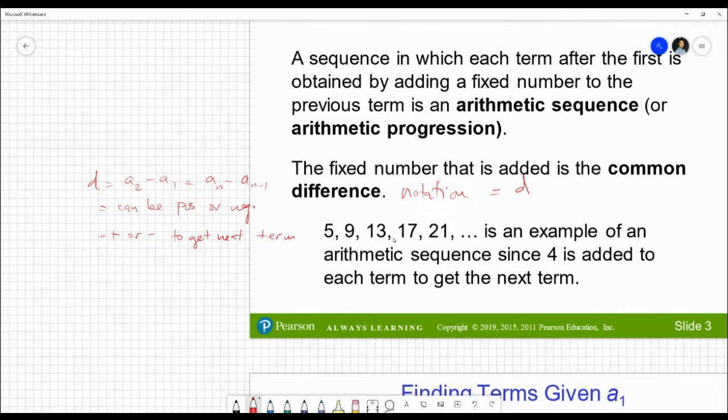All right, so let's look at this example here. From one term to the next, here we have our first term, which is 5. We're going to add 4 to get to the next value. So you can see here we're always adding 4, so that common difference is constant, a fixed number. Therefore we have ourselves an arithmetic sequence here.